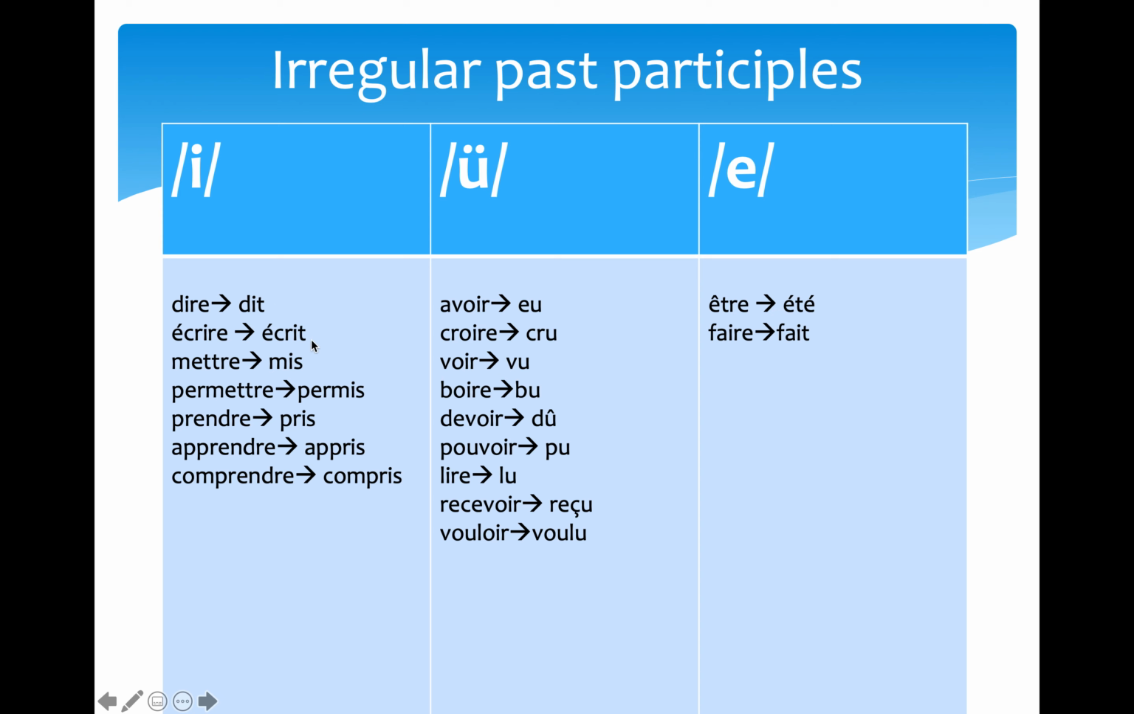Dit, écrit, mis, permis, pris, appris, compris, eu, cru, vu, bu, dû, pu, lu, reçu, voulu, été, fait. So you can see that these irregular past participles fit into categories that sound like I, U, or É.